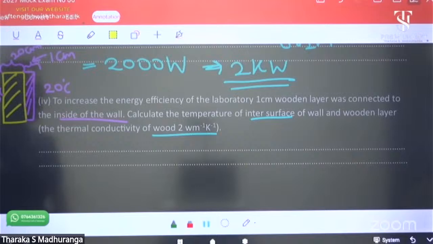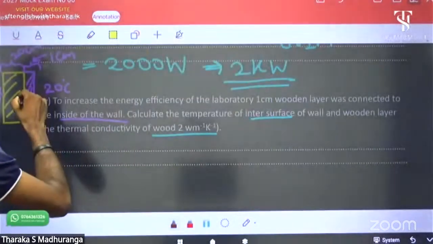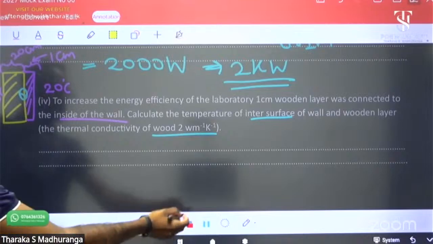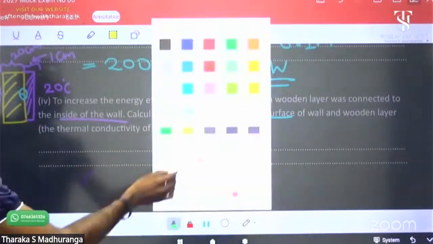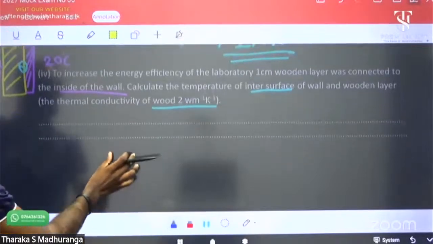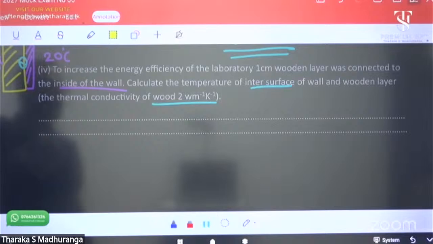Calculate the temperature of the interface of the wall. The question asks what is the temperature of this interface, theta. What is the value of theta?